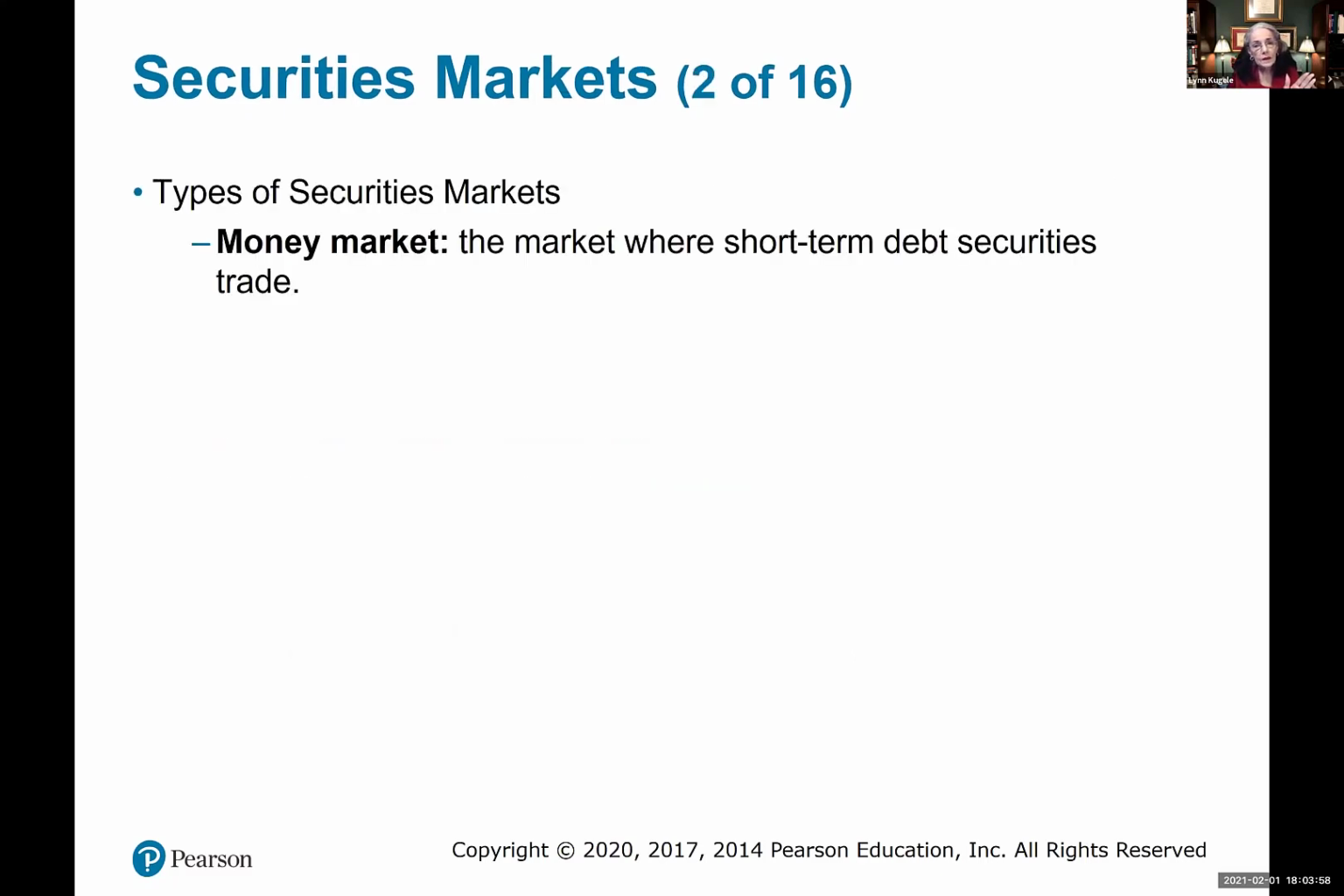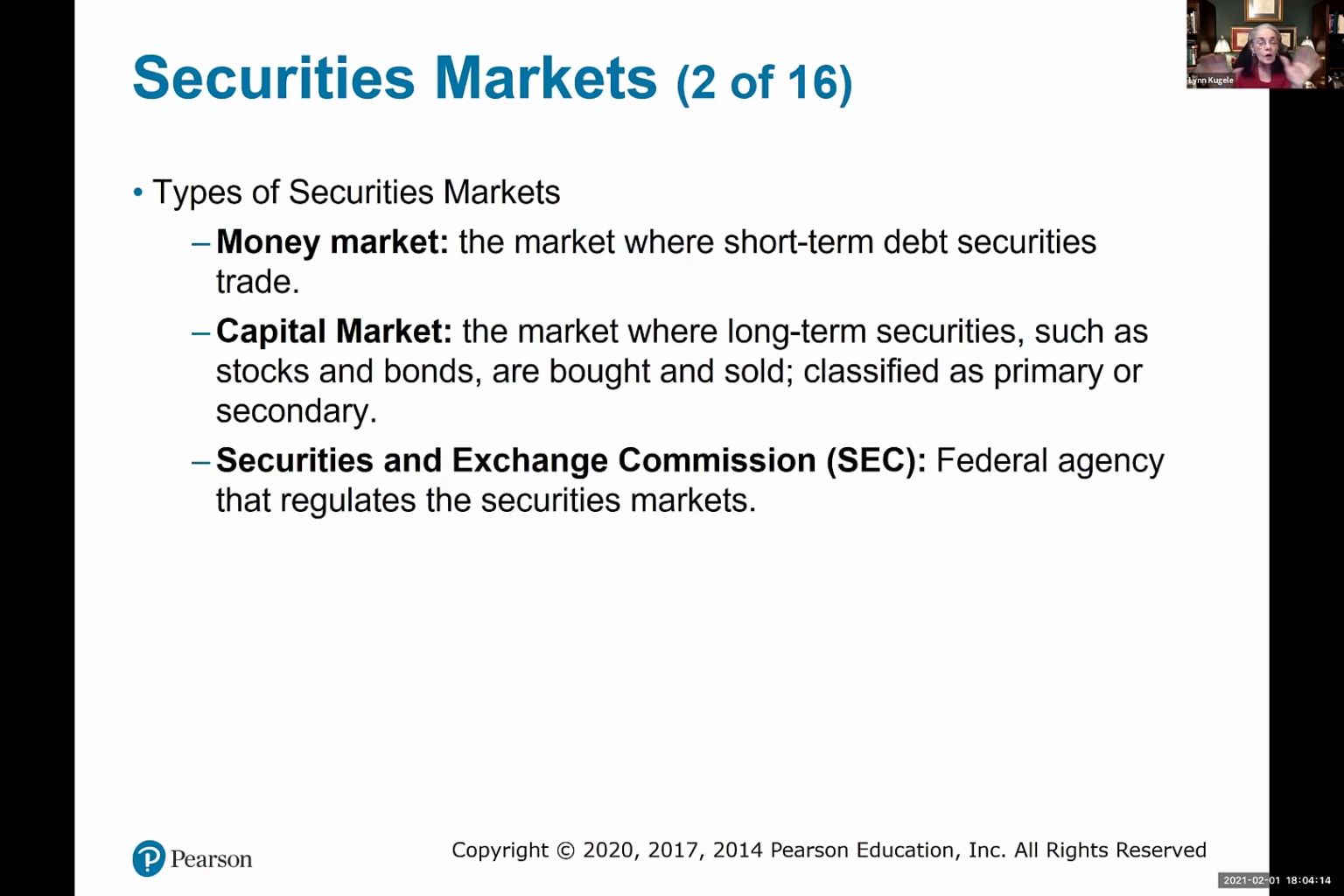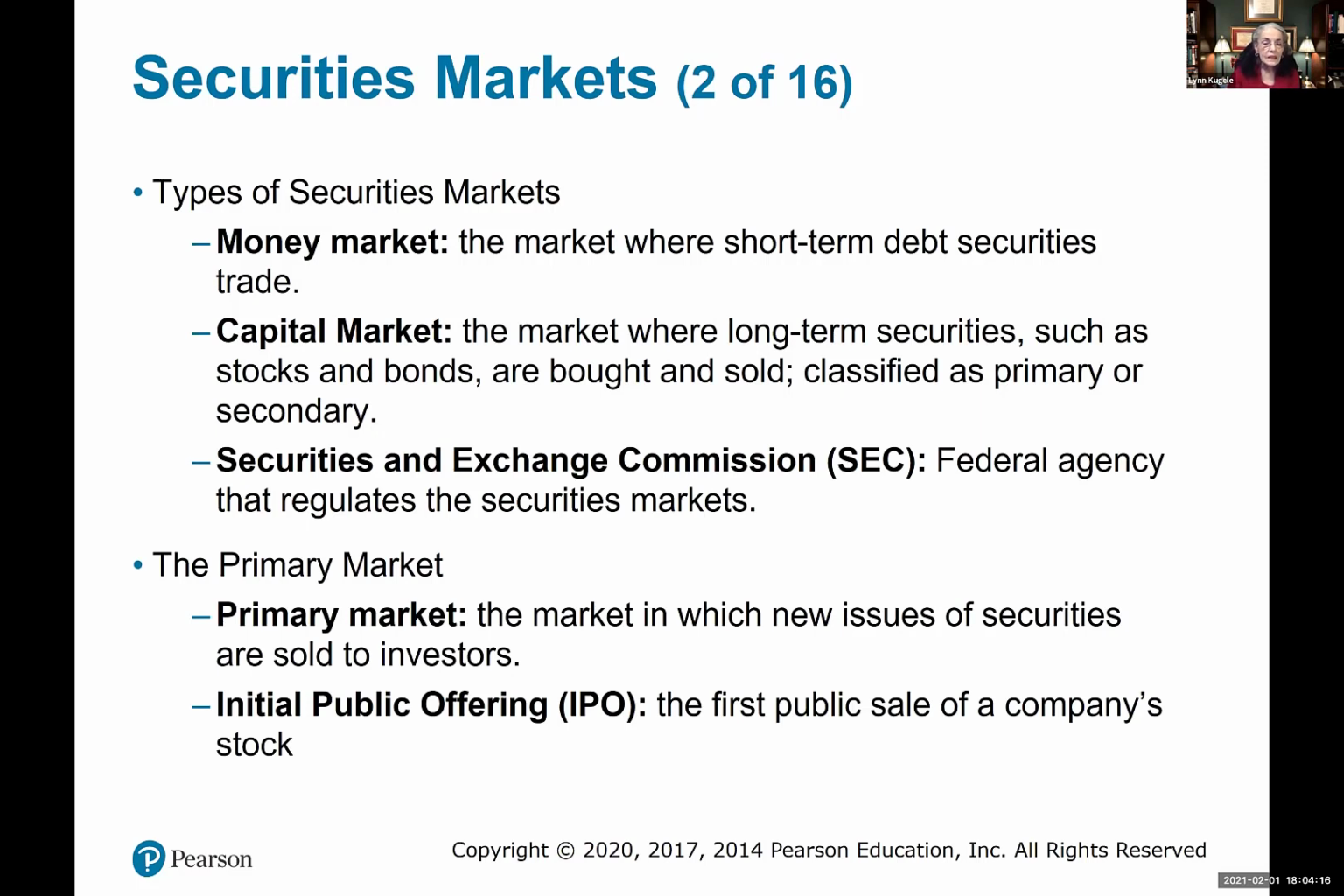Now, types of markets. Money market. When you talk about the money market, that's the market where short-term debt securities trade. They're debt. Capital markets is long-term. That's stocks and bonds. The SEC oversees all of that. Now, primary market, this is where new issues of securities are sold. That's where IPOs take place. That's where seasoned equity offerings take place. This is when the firm, for the first time, or the firm issues securities to the public.